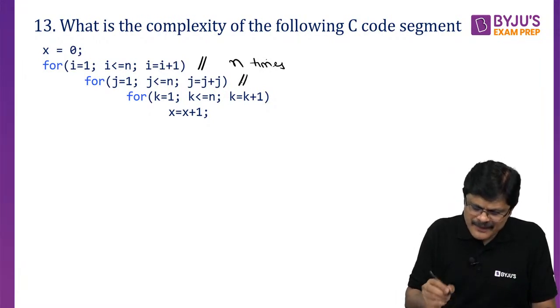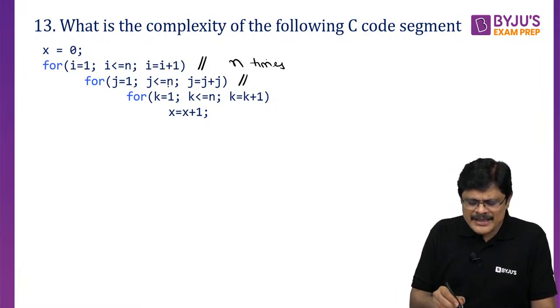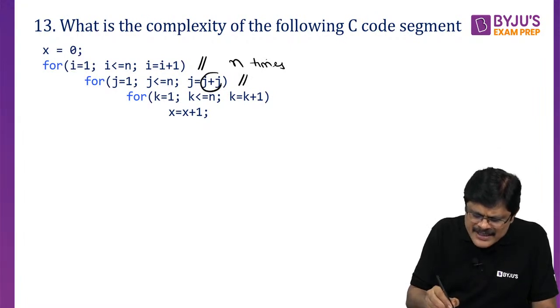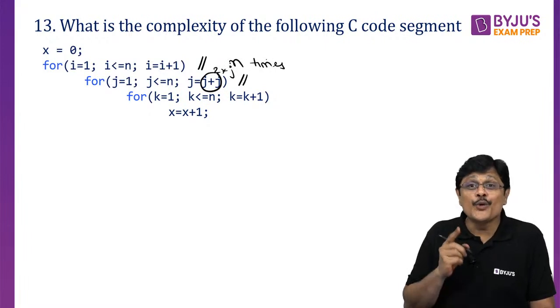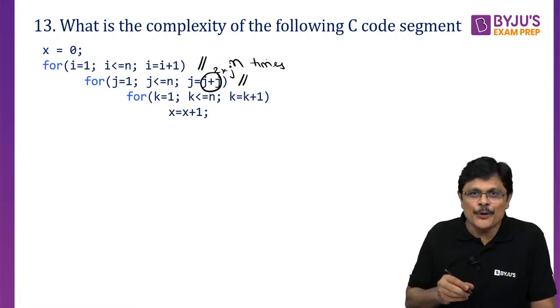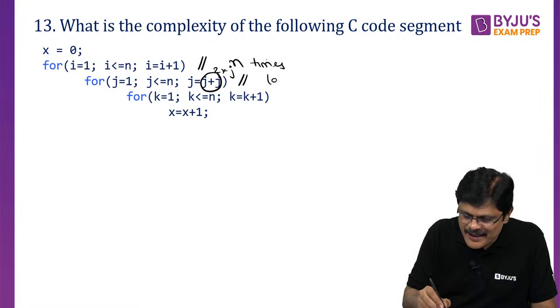Next one, here j equals 1, j less than or equal to n, j equals j plus j, which is nothing but 2 into j. Rule 2. So for rule 2, how many times does the loop iterate? Log n times.